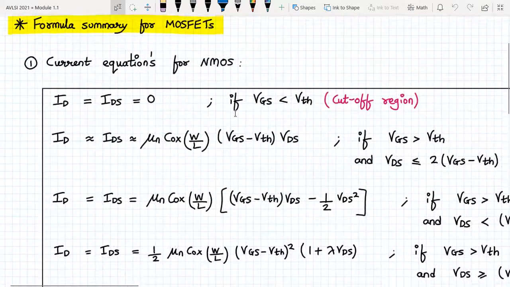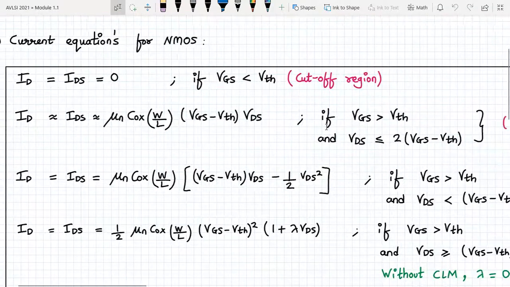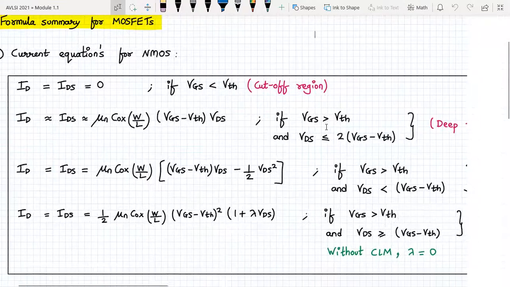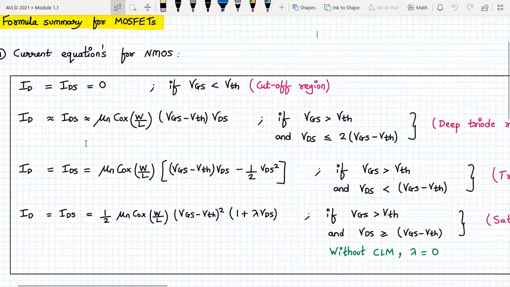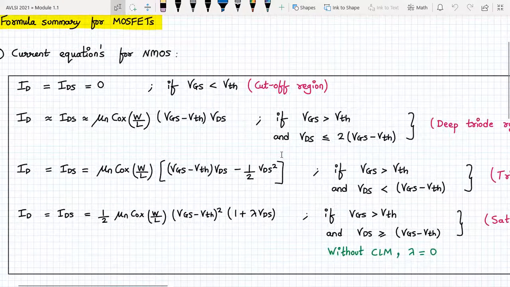So let's begin with the current equation for NMOS. So we have the 4 operating regions. We have identified cutoff, deep triode region and saturation region. So here is the drain current for all the 4 regions given over here along with the condition. ID can also be called IDS, so it's written over here.